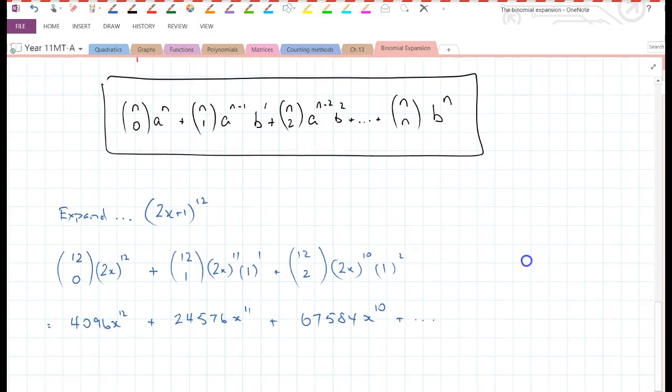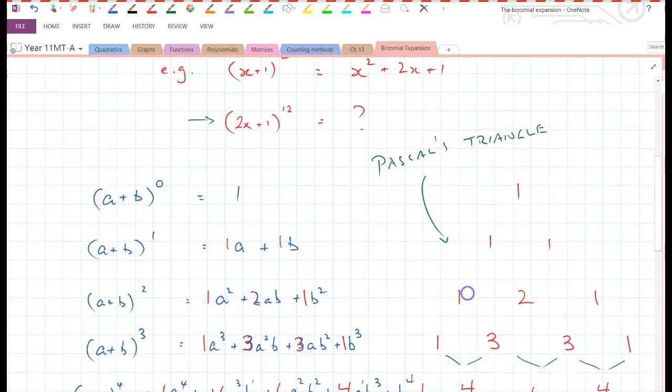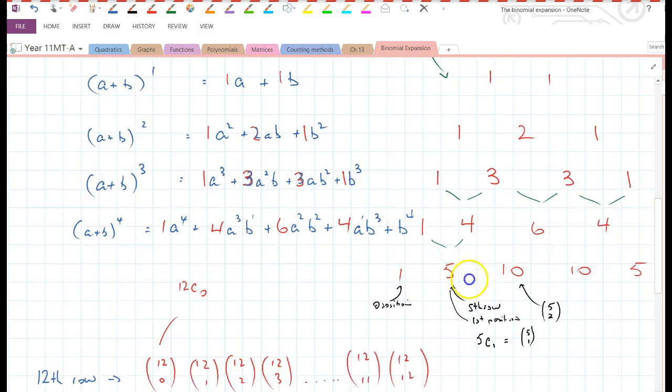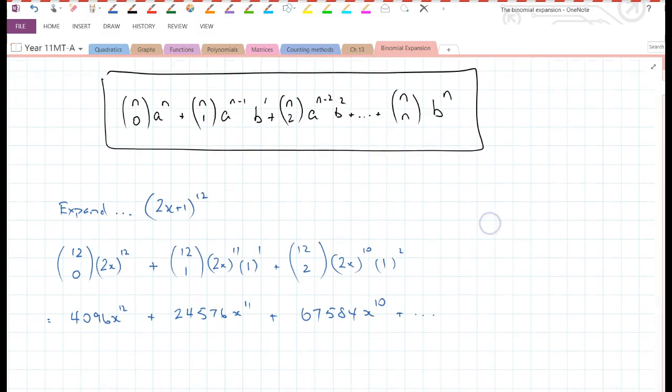So we then started to have a look at our task, which was arbitrarily put up as 2x plus 1 to the power of 12, and the first few terms of it would be 12C0, 2x to the power of 12, 1 to the power of 0. So when we go through, this is 1, but then I need to pull these brackets out, I need to raise 2 to the power of 12, which is 4096. x to the power of 12, and so it goes on.